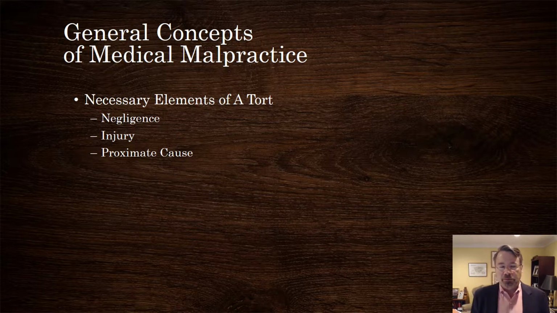The example I often use with my students is, if I drive 95 miles an hour down the interstate, that's probably negligent. If a fellow standing downtown has a heart attack, he has injuries. But there is no proximate cause between those two concepts. There is no direct relationship between me driving 95 miles an hour and this fellow having a heart attack. And that often is the downfall of medical malpractice cases, because there is not that connection between an alleged deviation from the standard of care and the injury that eventually occurred.